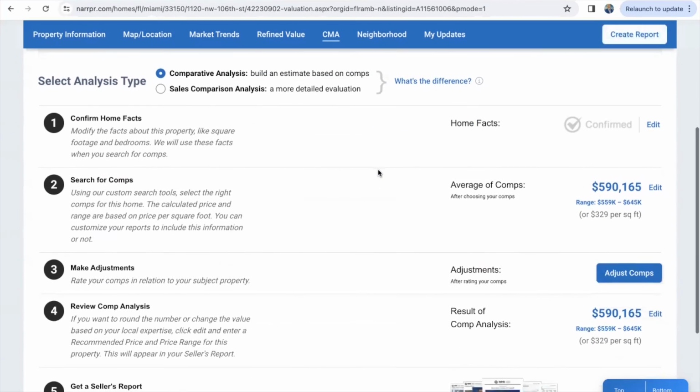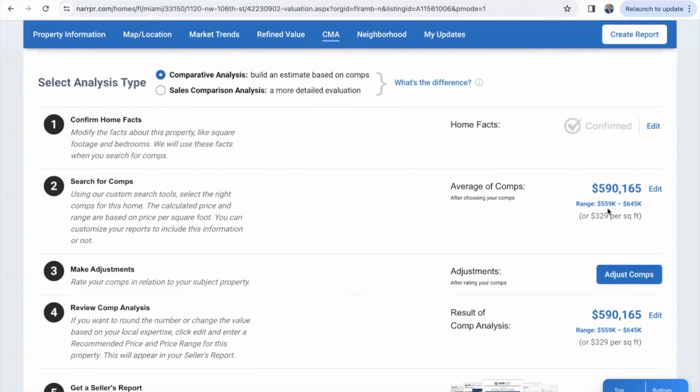Okay, we got 590 with a low of 559 and a high of 645. That's way higher than 425. So they're probably going to get an offer for more than the asking price. They're going to get multiple offers, and it's going to be a challenge for any buyer that really wants it to come up with a winning offer.